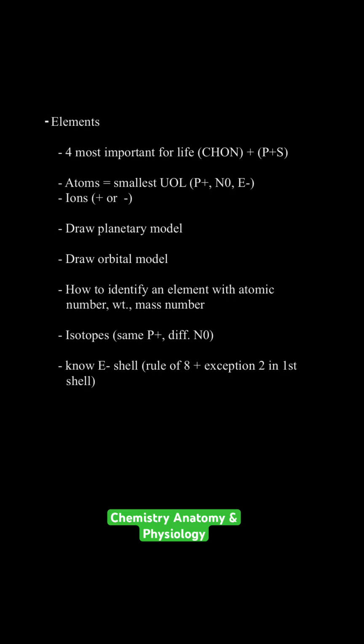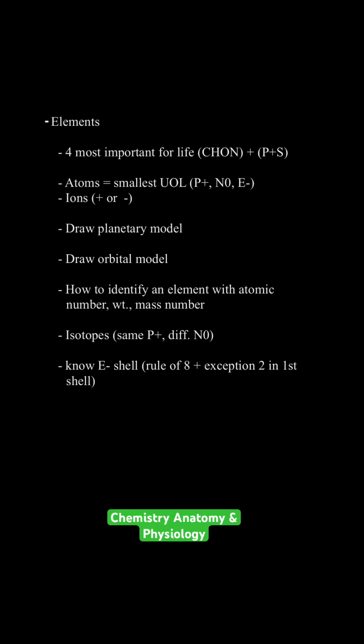Now atoms are the smallest form of organization, and then you have protons, neutrons, and electrons, and know their charges. And then you want to know ions, which are either positive or negative, and atoms typically want to be neutral. And then you want to know how to draw a planetary model and an orbital model. They're outdated, but they're still going to expect you to have a basic knowledge of that.